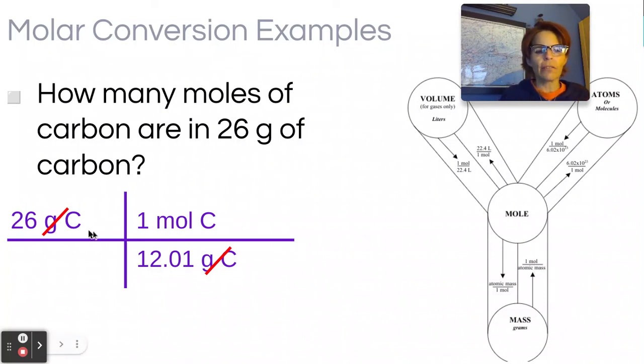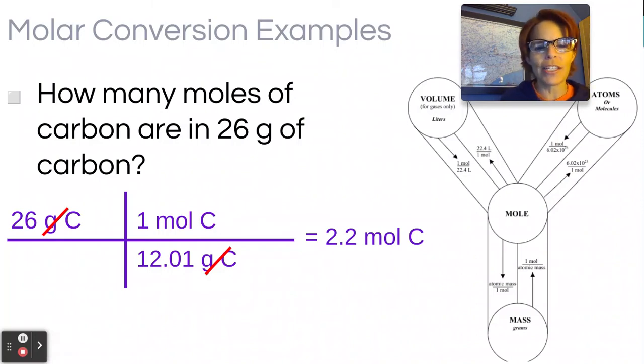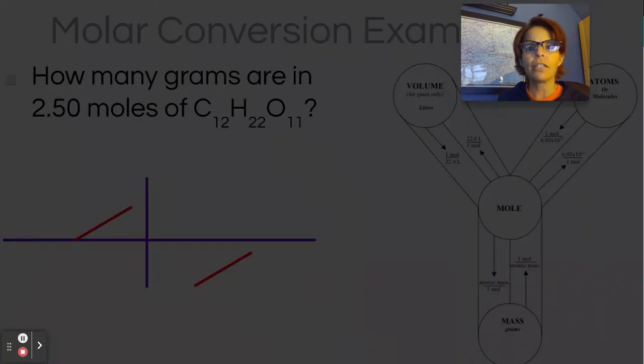Okay, so we've canceled out our grams. We're left with the unit moles. I multiply across the top. Very simple, 26 times 1, nothing to it, divided by 12.01, and I get 2.2 moles of carbon. Maybe type it into your calculator just to make sure that you're seeing how the math on this works. Okay, I'm going to move on to another one.